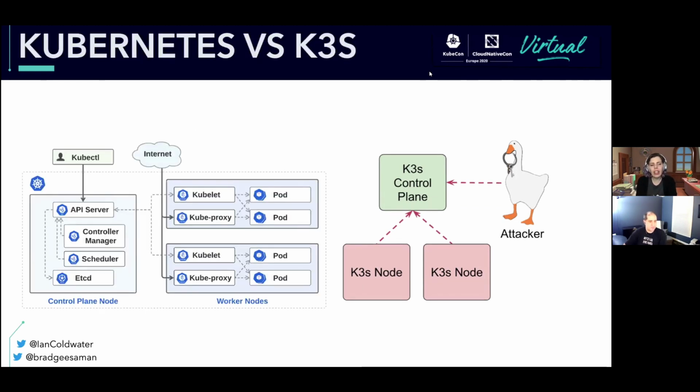K3s has nearly all of the same moving parts as a full version of Kubernetes. On the right here in this slide is a simplified visual of the K3s control plane components in green, and the K3s nodes in red that will overlay into the next slide. On the left of this slide is a Kubernetes architecture diagram in a normal cluster.